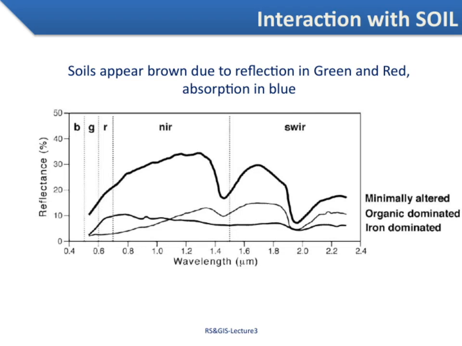Today, I'll be talking about our interaction with soil, specifically how soils appear to us. Soils typically look brown because of how they reflect and absorb different wavelengths of light. The reflection happens mainly in the green and red parts of the spectrum, which is why we see that rich brown color. At the same time, soils tend to absorb blue light, which influences their overall appearance. Understanding this interaction is really important in remote sensing and GIS because it helps us interpret how soils behave and how they can be mapped or analyzed from a distance. This knowledge connects directly to the broader theme of how we use remote sensing technology to understand our environment better.